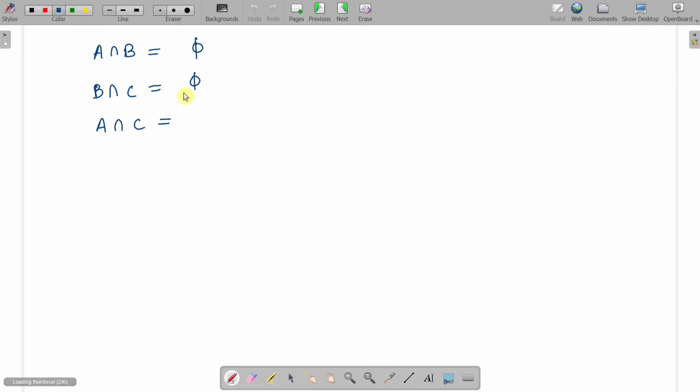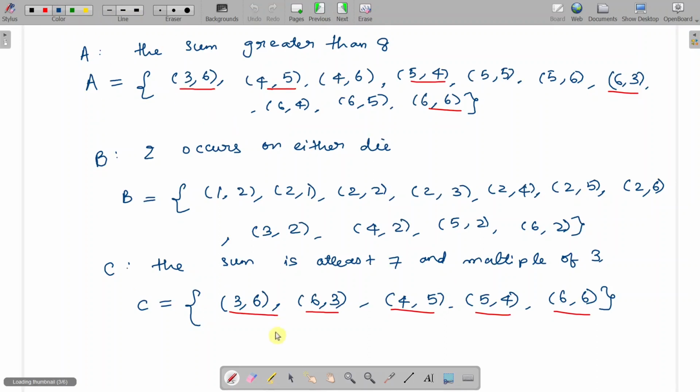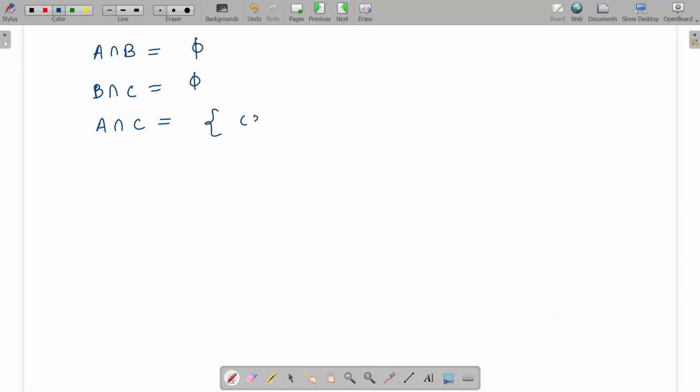So let us write down, right, because you can see all the elements of C are there in A. So these elements will be there in the intersection of A and C. So what we will get is 3 comma 6, then 6 comma 3, right, then 4 comma 5, then 5 comma 4, okay, and 6 comma 6.